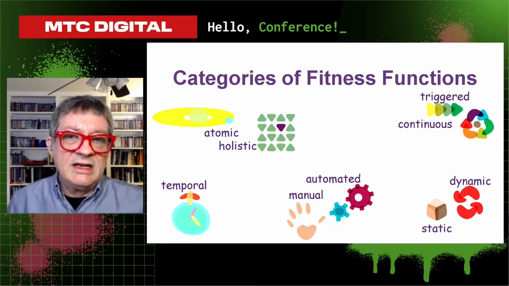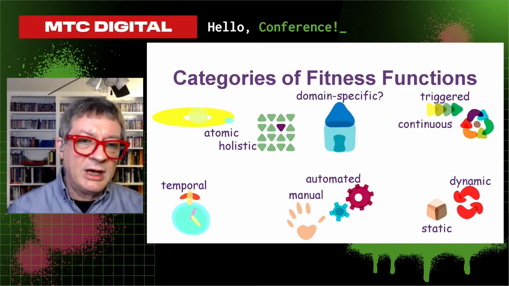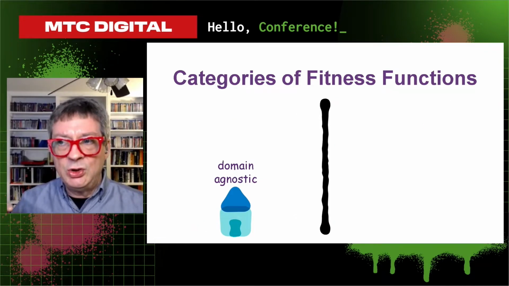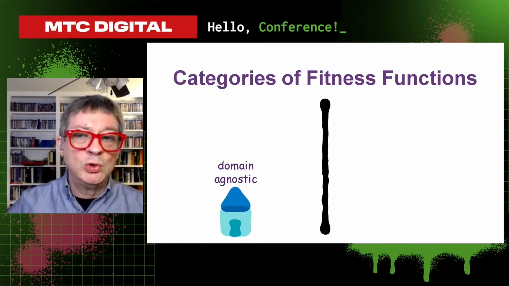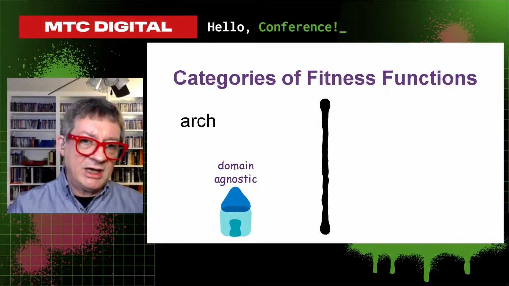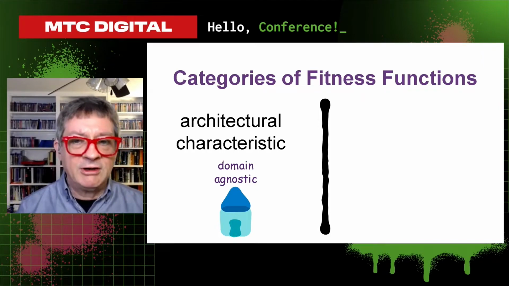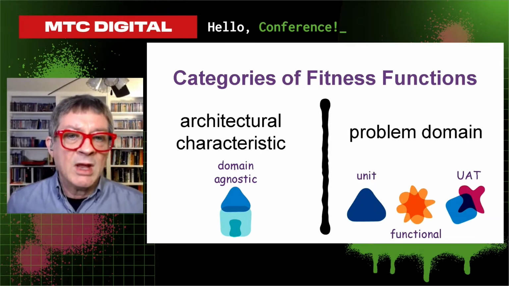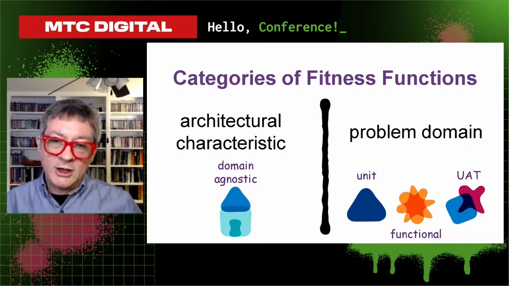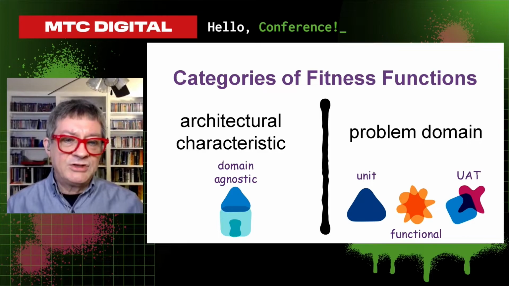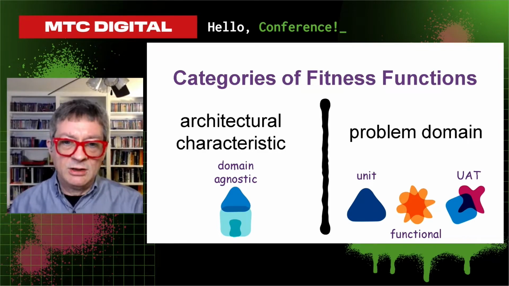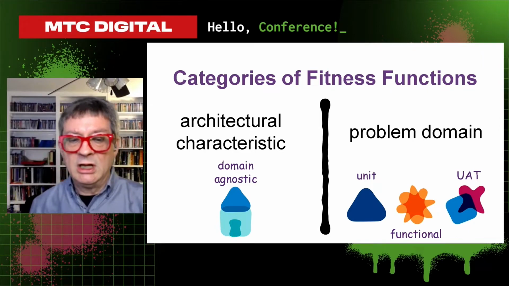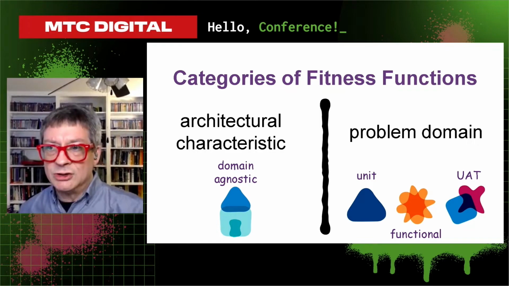We sometimes get asked, are there any domain-specific fitness functions? And this is a good time to reiterate something that I mentioned before, that this is really a new tool in our engineering toolbox because we've had for a long time mechanisms that allow us to verify our problem domain. Unit tests, functional tests, user acceptance tests. Fitness functions are there for architectural characteristics. And this is a good litmus test to help you decide, should this be a fitness function or should it be a unit or functional test? Does it require any domain knowledge?